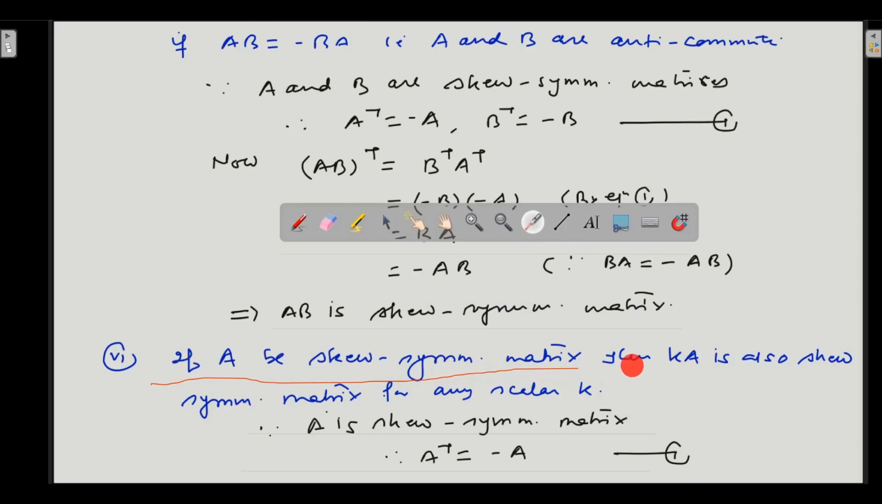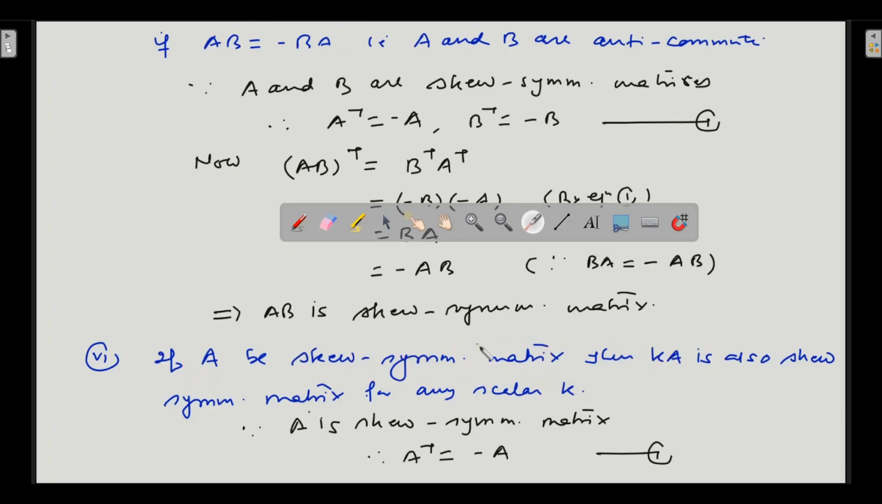If A is a skew symmetric matrix, then kA is also a skew symmetric matrix for any scalar k. For any scalar k, if A is skew symmetric, then kA is also skew symmetric. This you must remember. Scalar means constant k. If A is skew symmetric, then k times A, where k is a constant, is also a skew symmetric matrix, where k is any constant or any scalar.